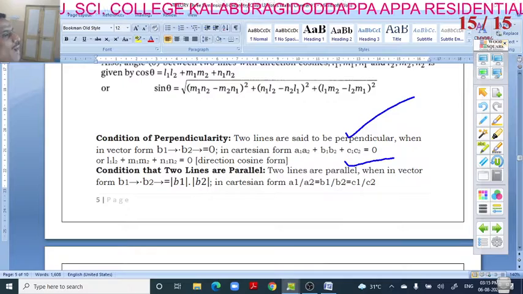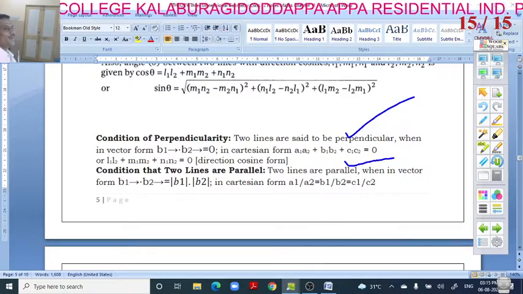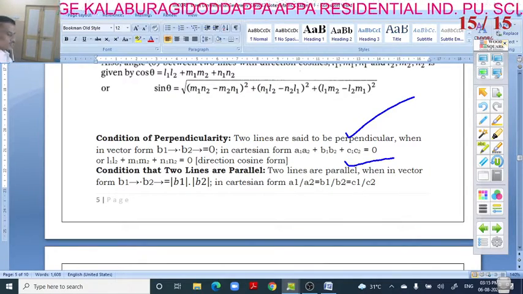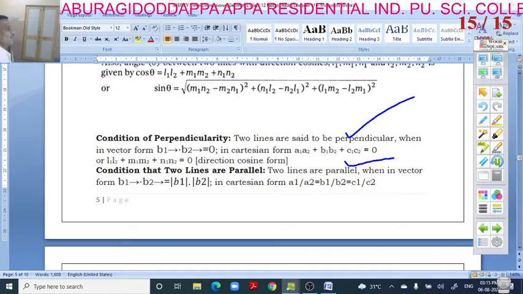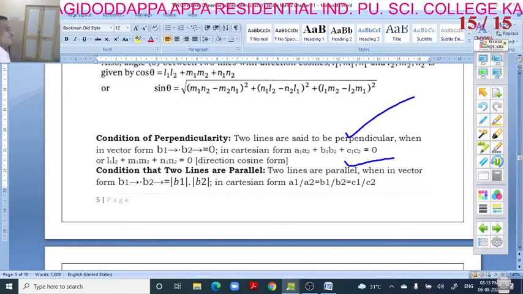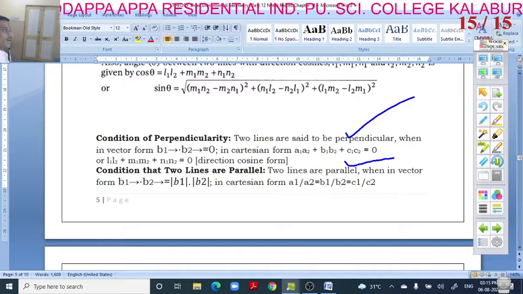This is for parallel. So that is a1 a2 plus b1 b2 plus c1 c2 is equal to 0 in one form, and l1 l2 plus m1 m2 plus n1 n2 is equal to 0 in the other form, using direction cosines.